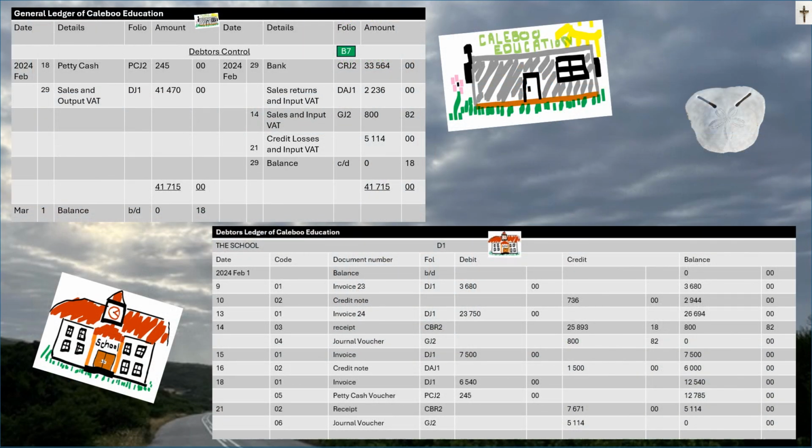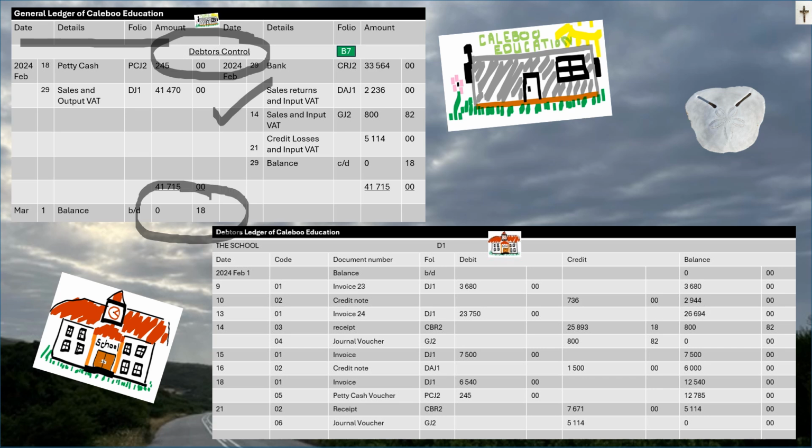This is just to show you exactly what I just said. Here we have the general ledger of Caleboo Education, a completed debtor's control account. We're going to complete this over the video, and this is quite interesting. Once we posted all the information to the debtor's control account in the general ledger, there was a balance of 18 cents.